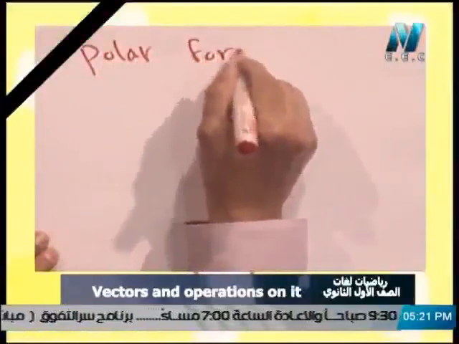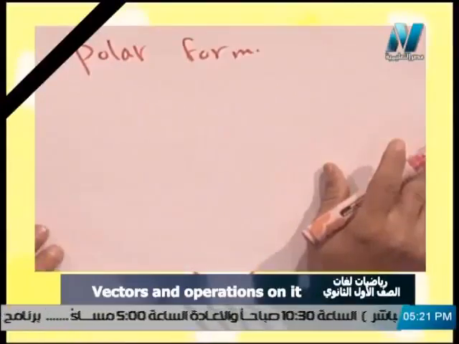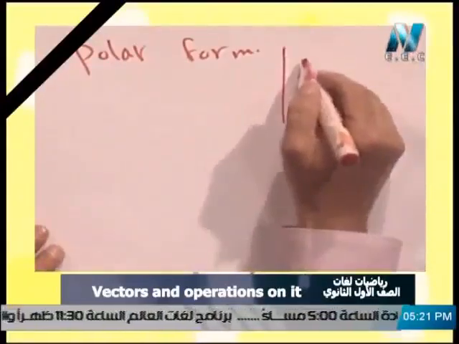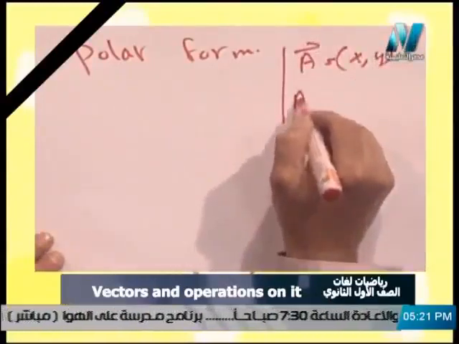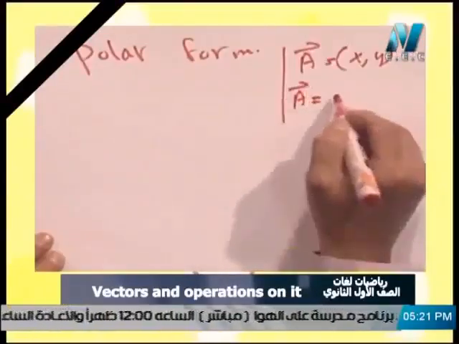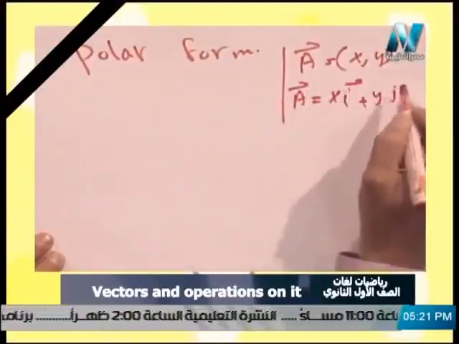Okay, we have another example here to express. We have polar form. What is a polar form, my dear students? We have three forms of expressing the vectors. First, the Cartesian form, like that, x and y. We have the fundamental unit vectors form, x i plus y j, like this.